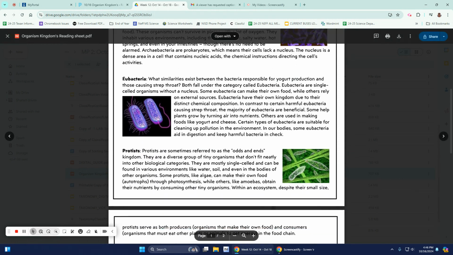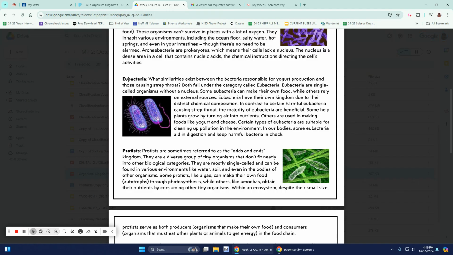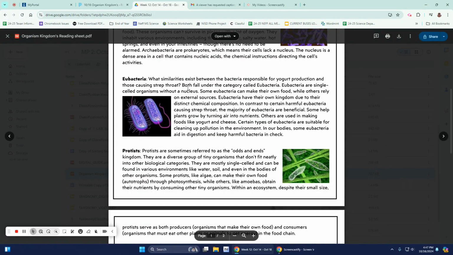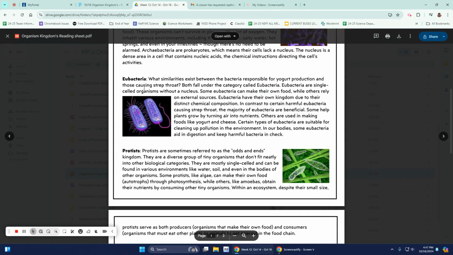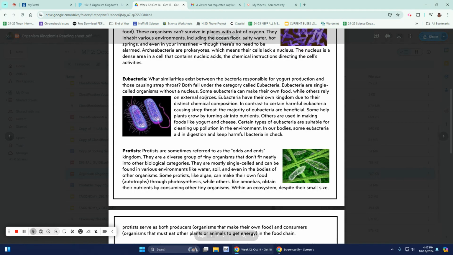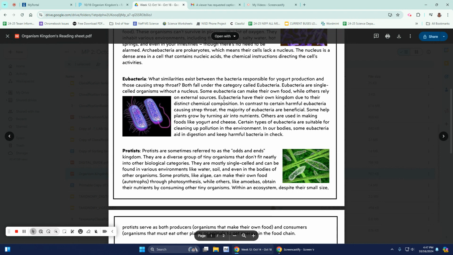All right, we're looking at eubacteria. EU sounds like the word you. Eubacteria. What similarities exist between the bacteria responsible for yogurt production and those causing strep throat? Both fall under the category eubacteria. Eubacteria are single-celled organisms without a nucleus. Some eubacteria can make their own food, while others rely on external sources.